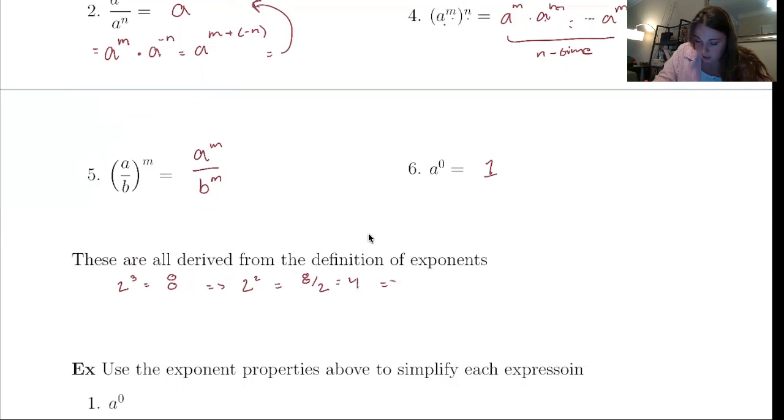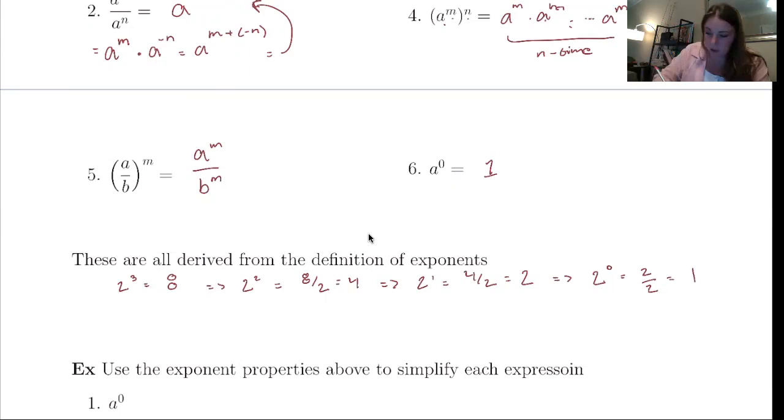Because each time I'm multiplying, if I want to go down, the opposite of multiplication is division. Well, then if I wanted to find 2 to the first, I would take 4 and divide by 2. That's just 2. And that makes sense. And then if I wanted to find 2 to the 0, I would take 2 and divide it by 2. Well, that's just 1. And that works for any number.